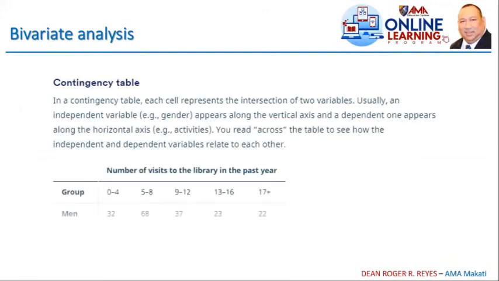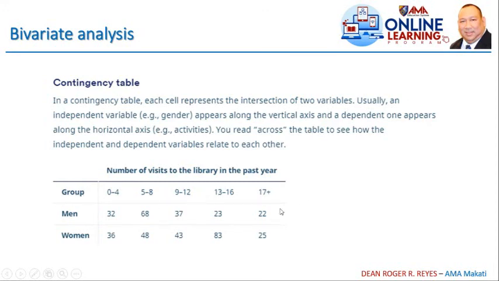Bivariate analysis. So, for example, we will have what is known as a contingency table. In a contingency table, each cell represents the intersection of 2 variables. Usually an independent variable, for example gender, appears along the vertical axis and a dependent one, such as the activities, appears along the horizontal axis. You read across the table to see how the independent and dependent variables relate to each other. So this is the independent, this is the dependent variable.